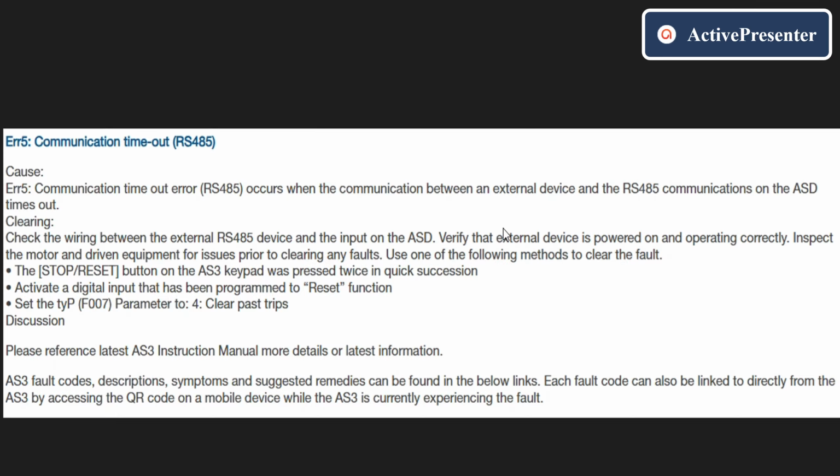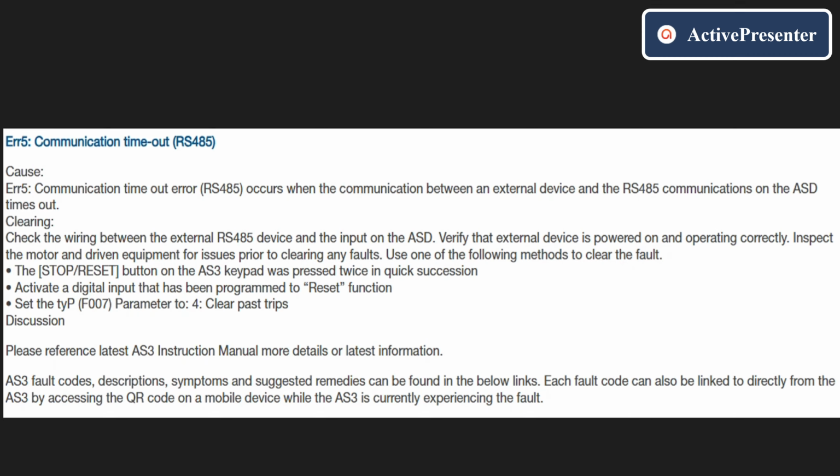So what you need to check: first, try to power on your VFD again, restart, and then check that your other device is okay, that it is also in proper condition. And third, you need to check the communication cable between the two. Normally when you do these two or three steps, your problem will be resolved.